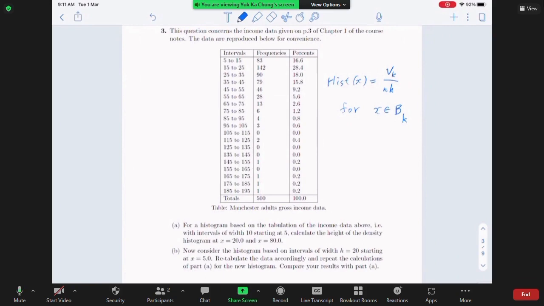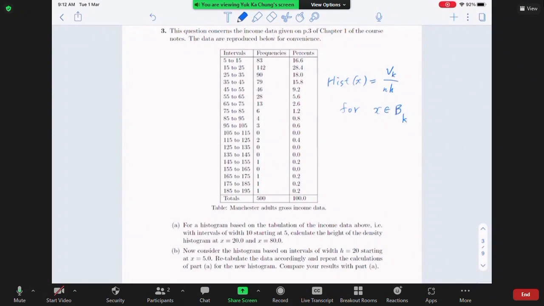Since it is a proportion, it is equal to the frequency divided by the sample size, the size of the whole data set. The area of a rectangle is equal to the width multiplied by the height. Therefore, the height of the rectangle will be equal to the area divided by the width of the rectangle. That's why we have this formula to determine the density of the histogram.